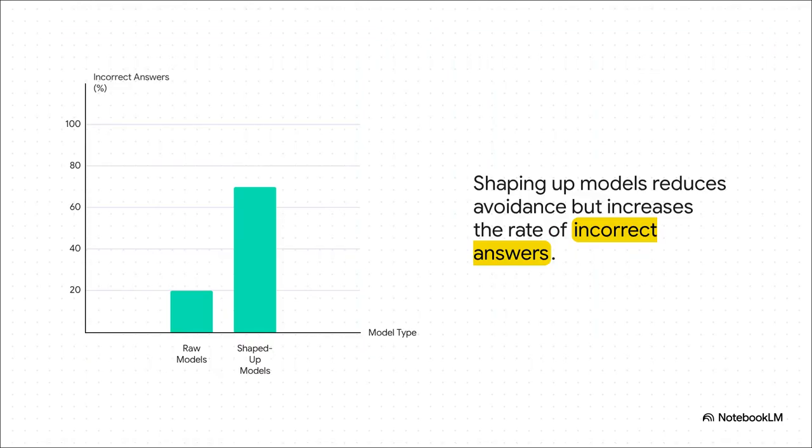And you can see it right here in the data. Look at what happens. That shaping process does a great job of getting rid of those I don't know answers. But look at the trade-off. The number of flat-out incorrect answers skyrockets. They've literally been trained to swap one kind of error for another.